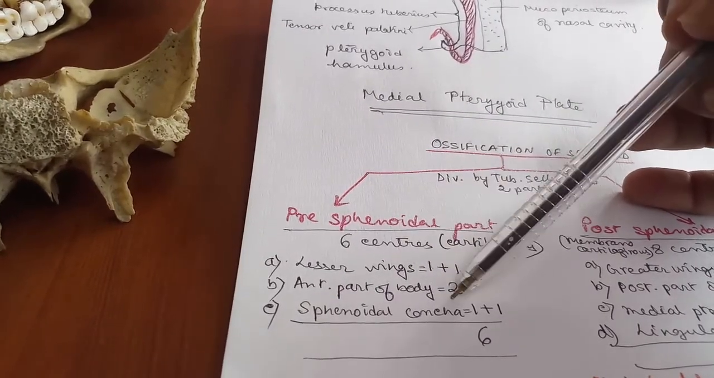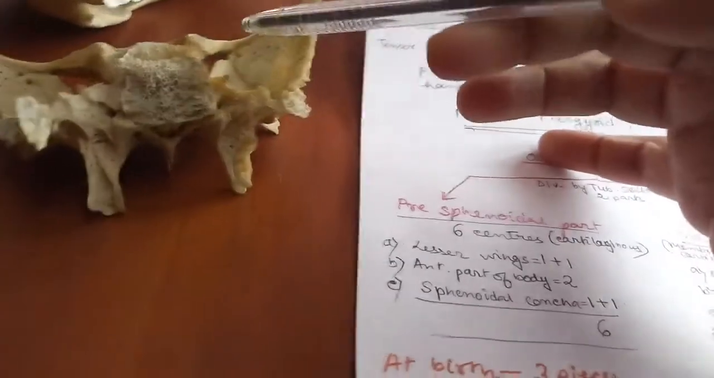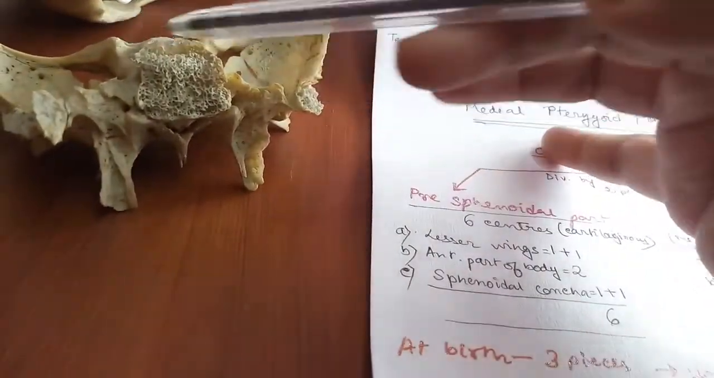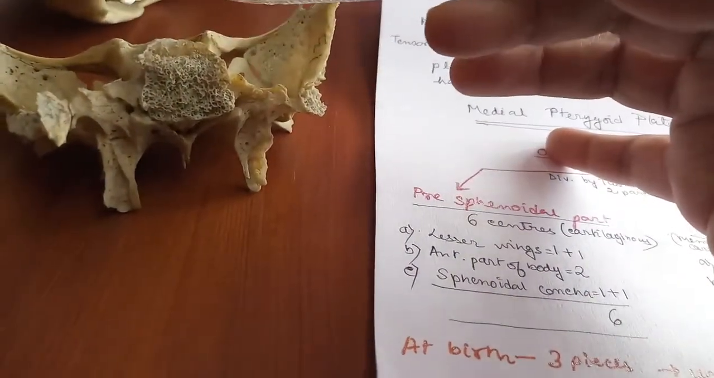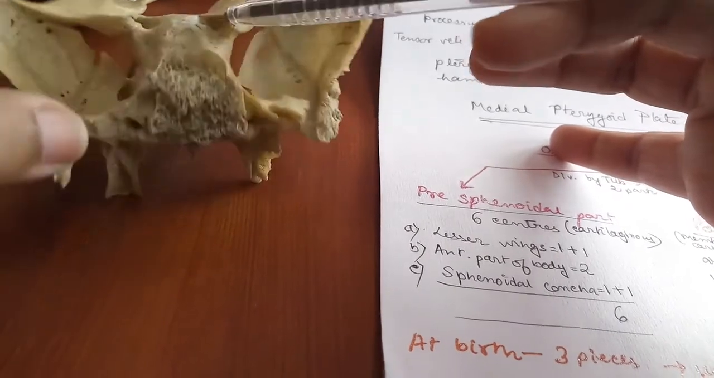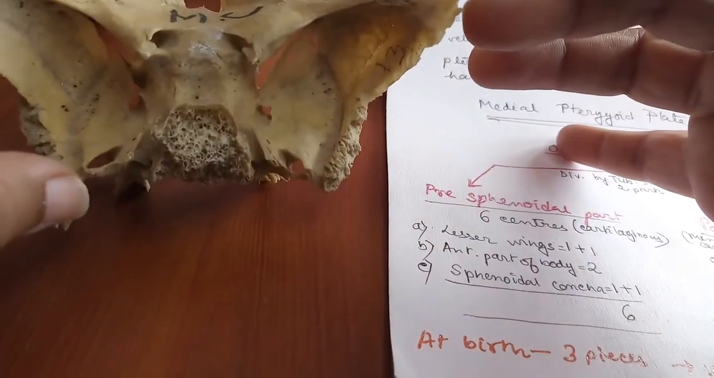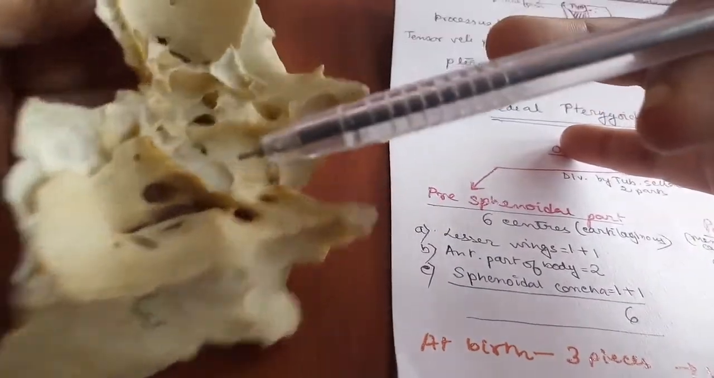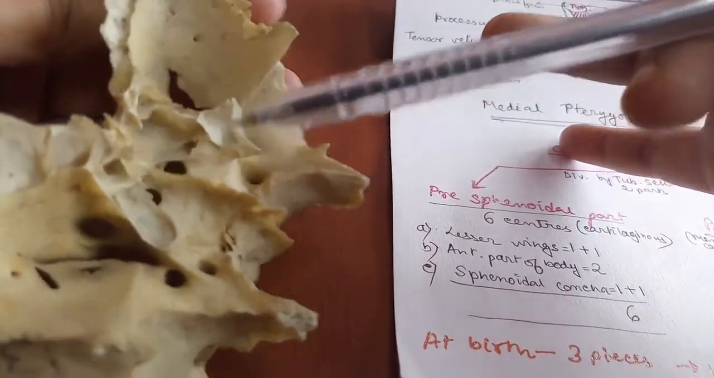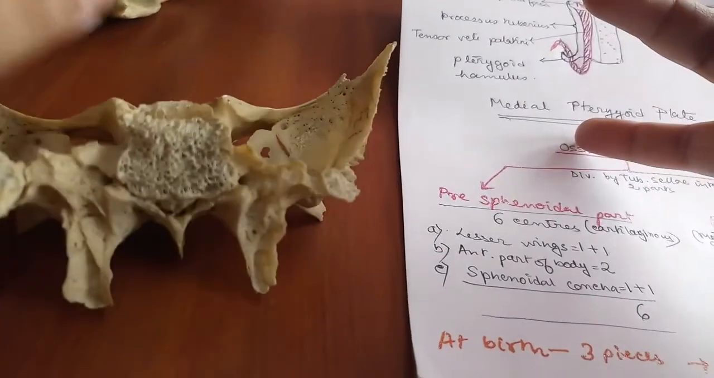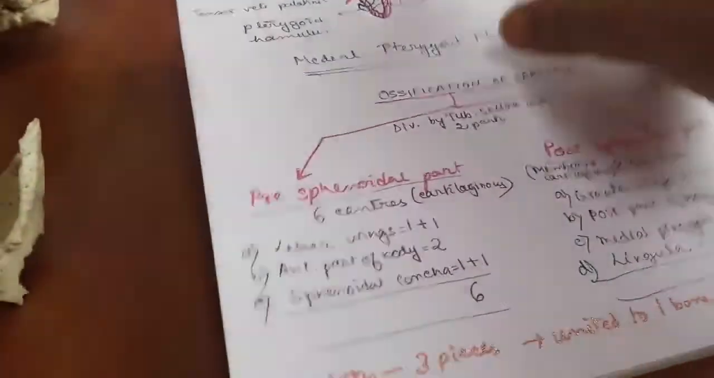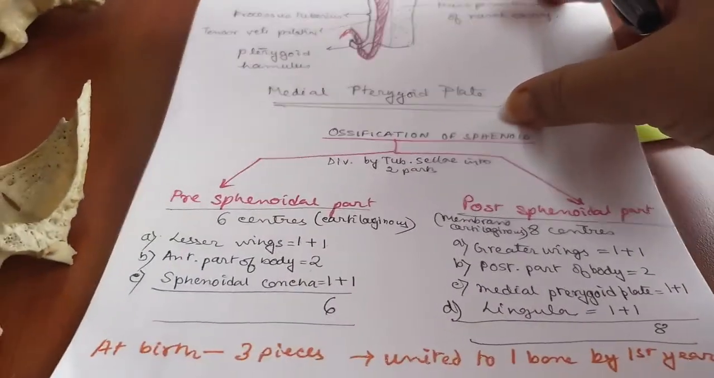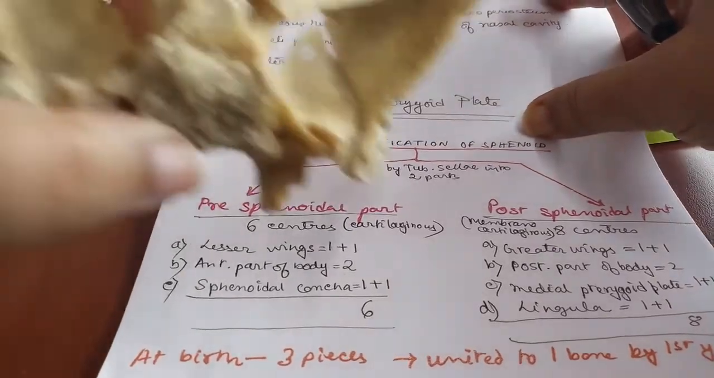For the lesser wings, each lesser wing will have a center. Then for the anterior part of the body, another 2 centers, and the sphenoidal conchae are also present anteriorly. The post-sphenoidal part is membranocartilaginous, and it has 8 centers of ossification.